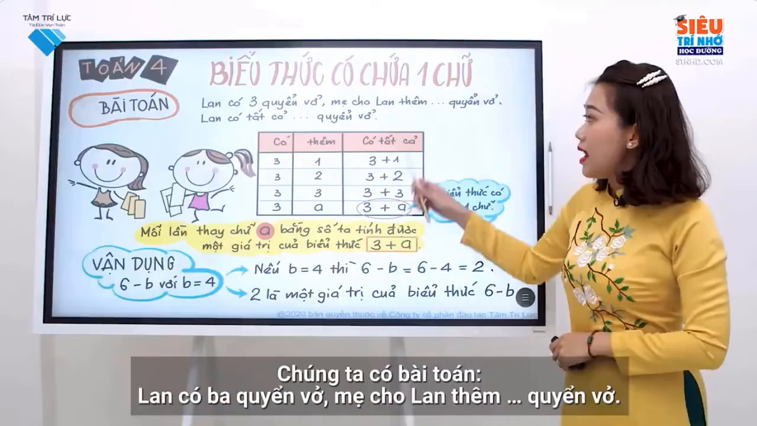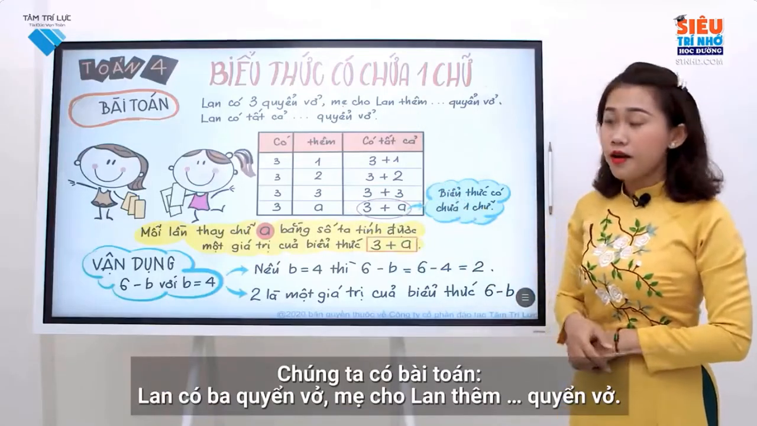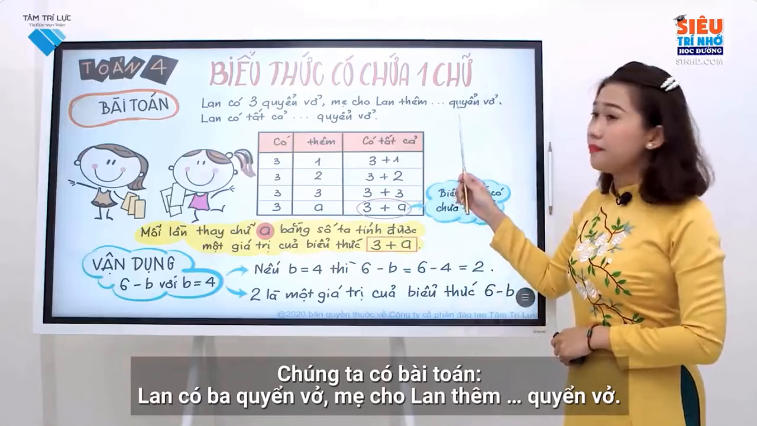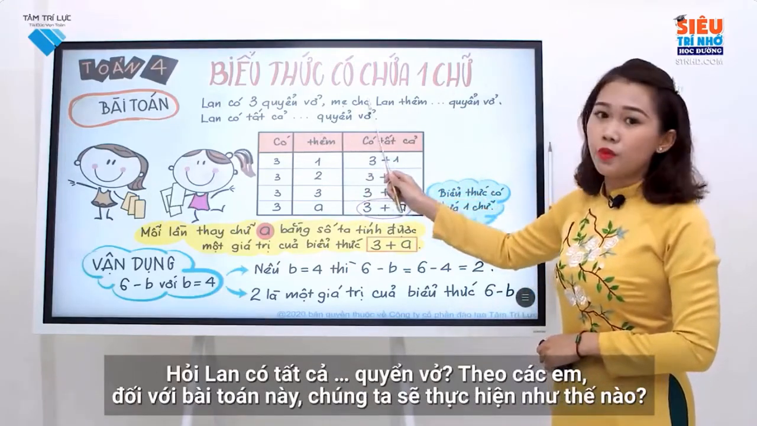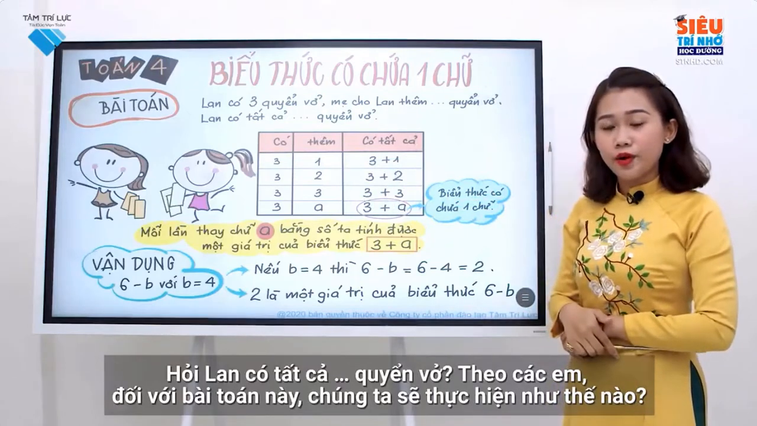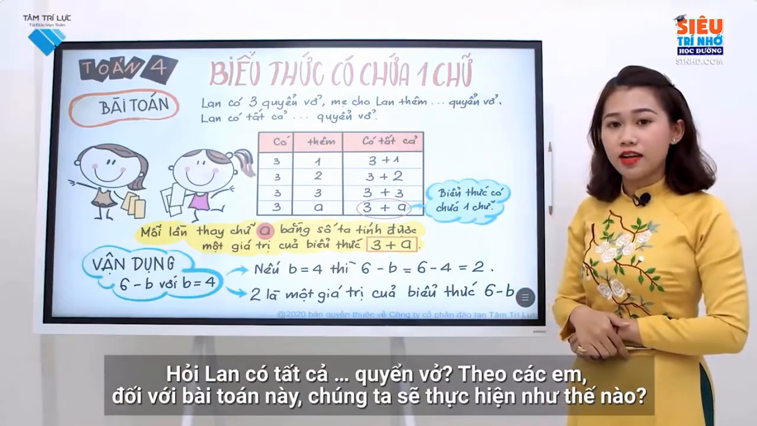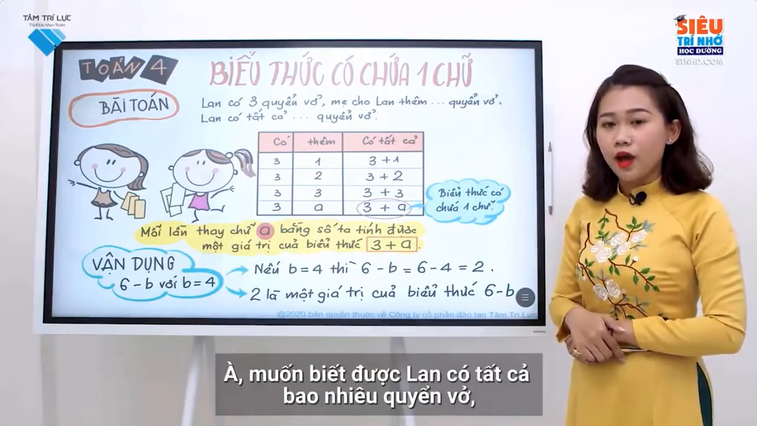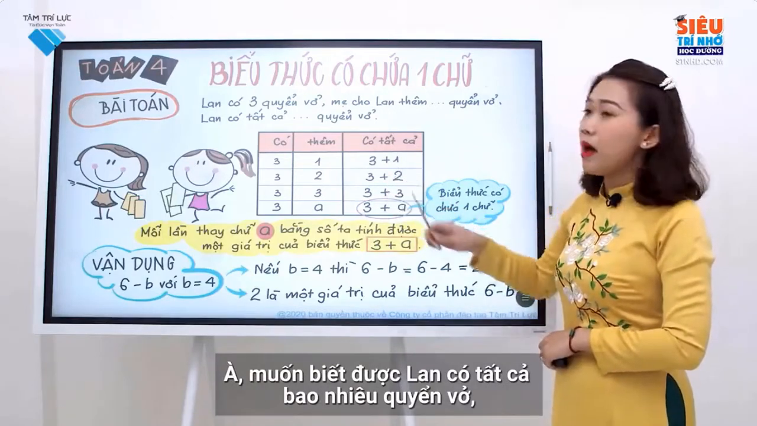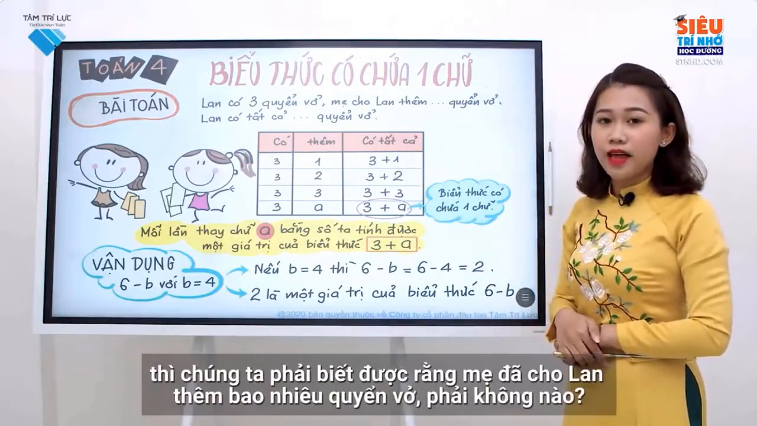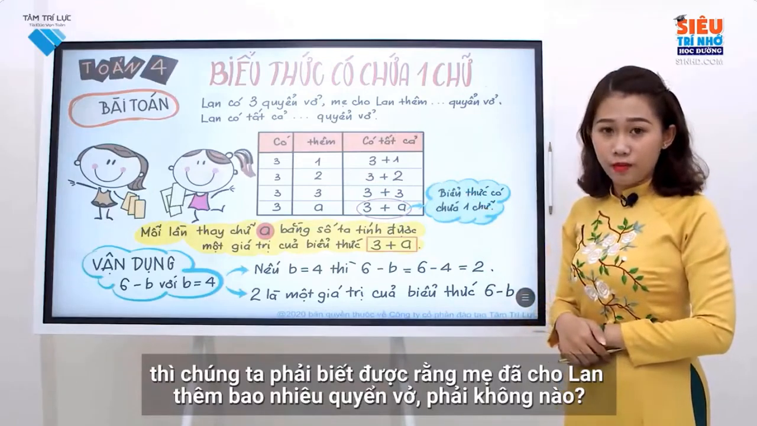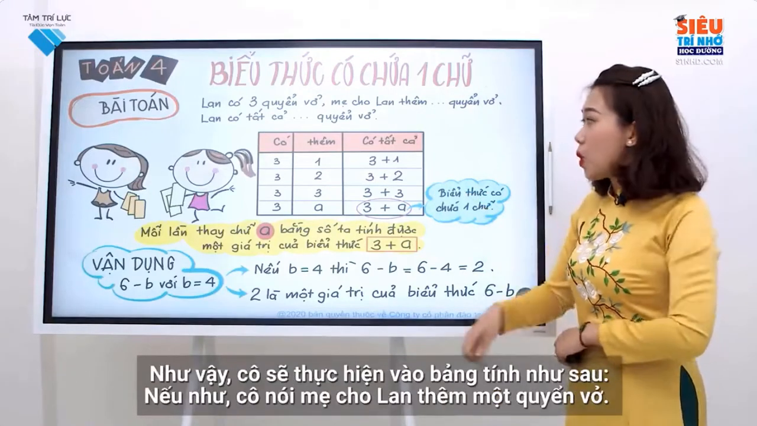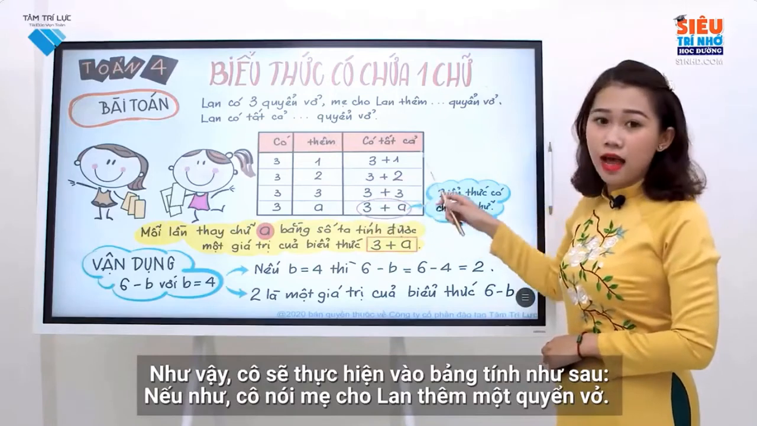Let's learn. We have the problem: Lan has 3 notebooks. Her mother gives her some more notebooks. How many notebooks does Lan have? For this problem, how do we solve it? If we want to know how many notebooks Lan has, we must know how many more books Lan has been given by her mom, right? Thus, I will do as the following table.